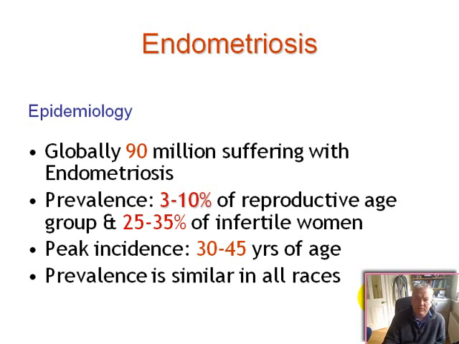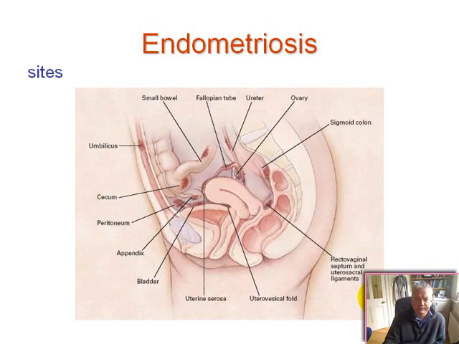It's thought that 90 to 100 million women suffer with endometriosis around the world, and it's said to occur in somewhere between 3 and 10% of women during their reproductive age. That number is higher again in women who are experiencing infertility issues. Most women that we treat are within the 30 to 45 year old group, but it's not unusual to find it in young and even adolescent women. And there doesn't seem to be a difference between women of different races.